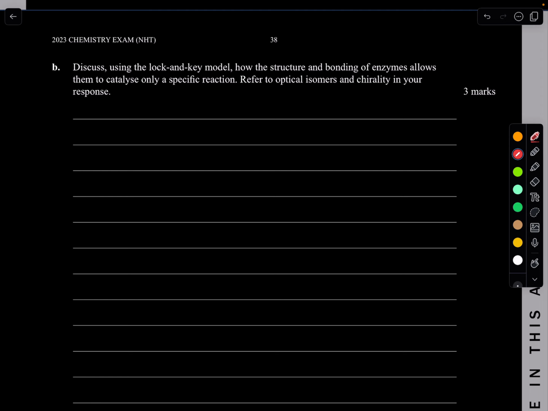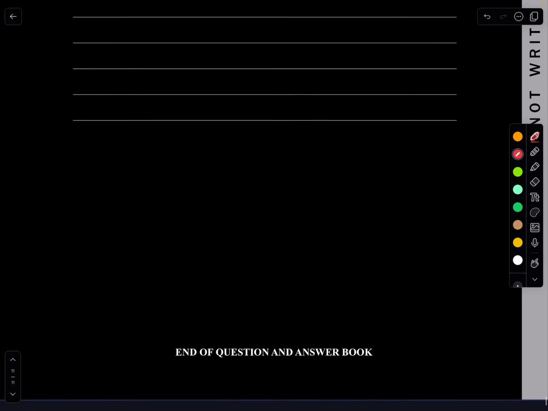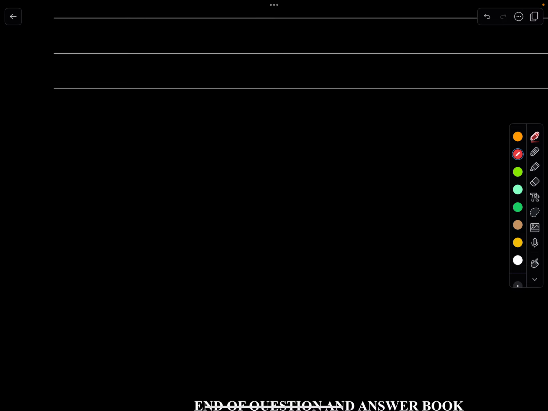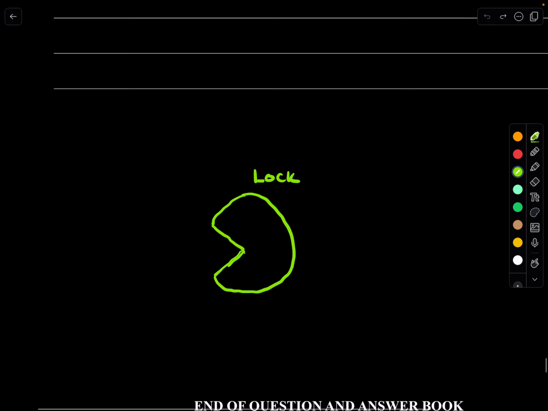Okay, let's first go one by one because there's a lot to talk about here. Using the lock and key model. First, let's talk about the lock and key model. What the lock and key model refers to is that the enzyme is, think of it as a key. Think of an enzyme as a nice key, like a Pac-Man. Of course, this is your active site. Think of this as your lock, and this is where your key goes in. So this is your active site.